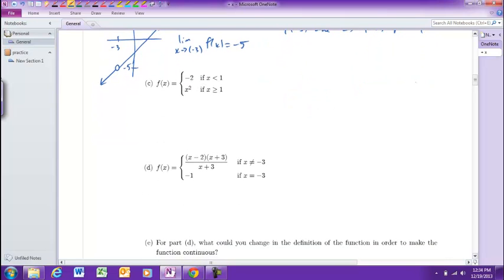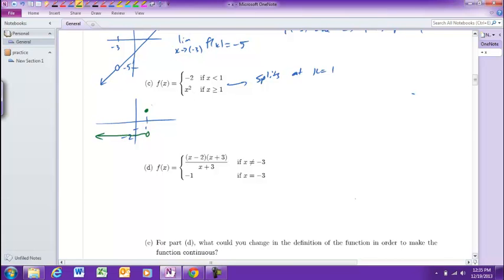Now letter C, here we've got a split function, a piecewise function, and oftentimes the continuity issue you're going to run into here is at the place where the split is. So it splits at x equals 1, so I'm going to look at what happens there. And if I graph this, here's 1, and it says that f of x equals -2 if x is less than 1. And that graph looks like that. And it's equal to x squared if x is greater than or equal to 1.